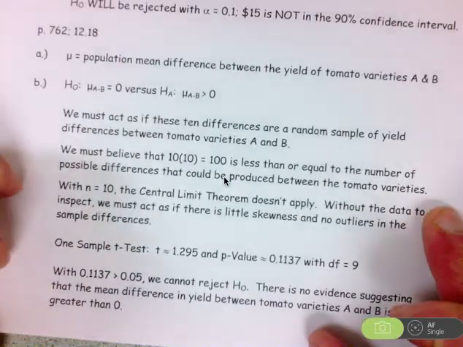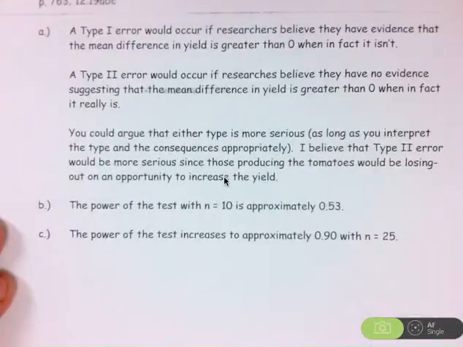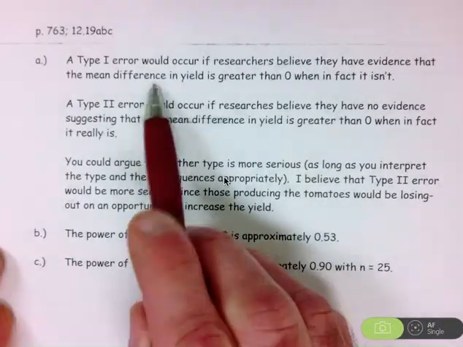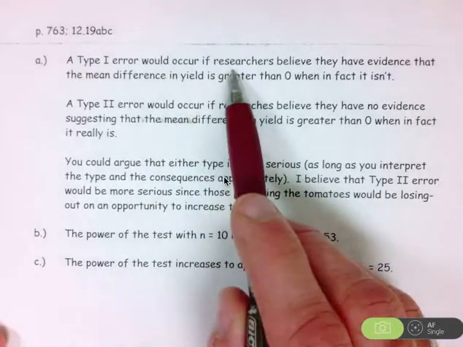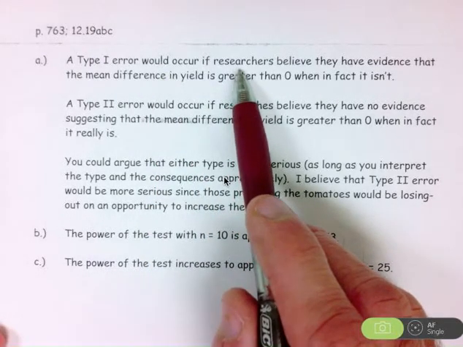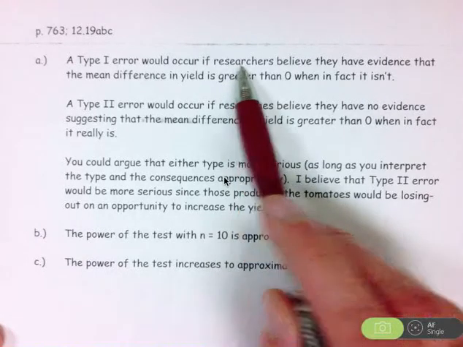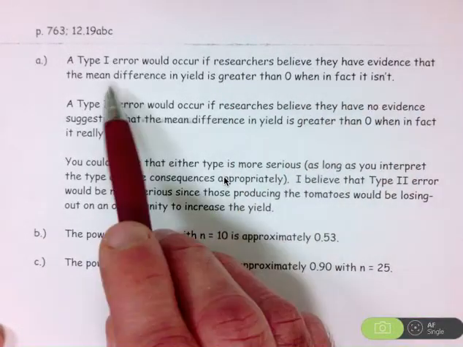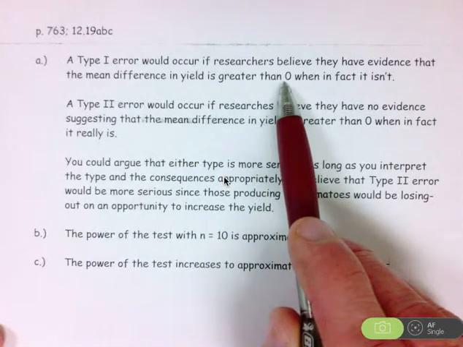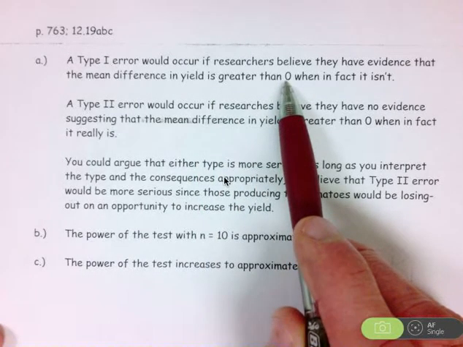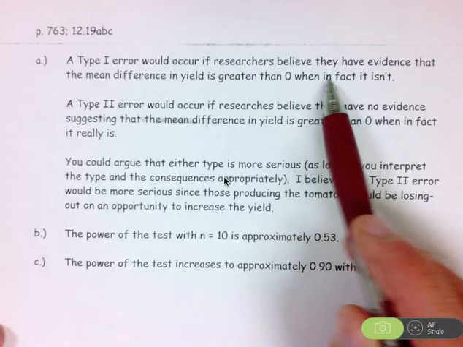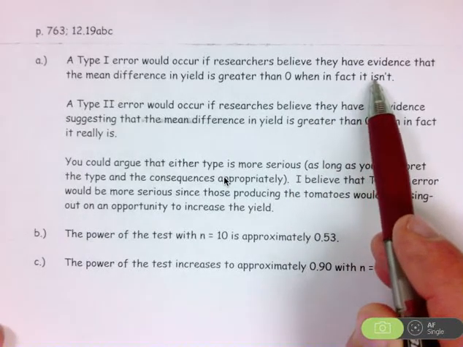So going on to question 12.19. Regarding the error types and the power, a type 1 error would occur if we reject but we shouldn't reject. This would occur if the researchers believe that they have evidence that the mean difference in yield really is greater than 0, but they shouldn't have rejected the null hypothesis. So in fact, the mean difference really isn't any different from 0.